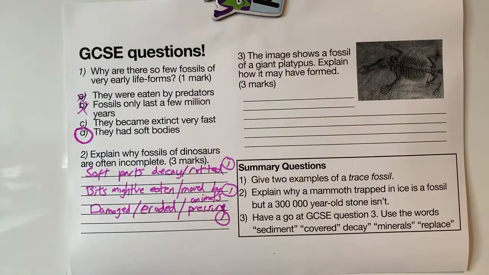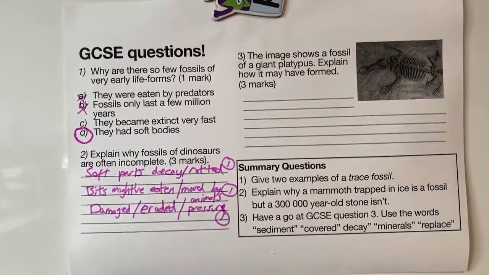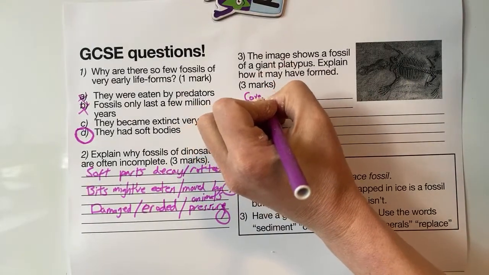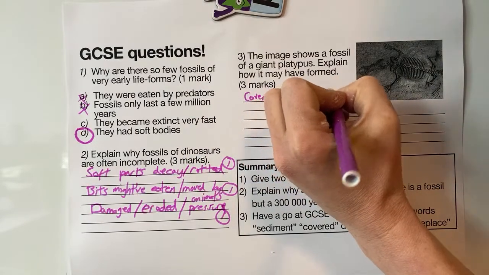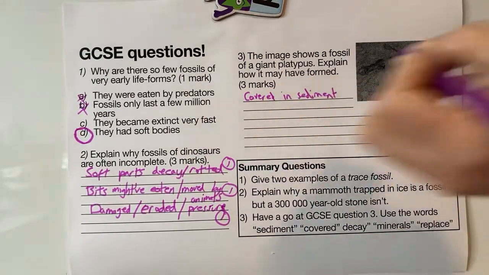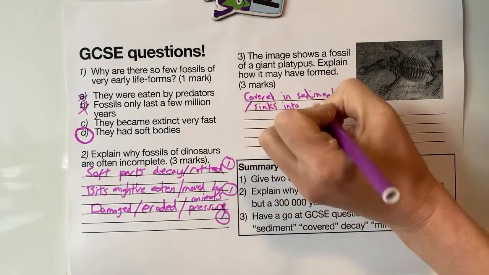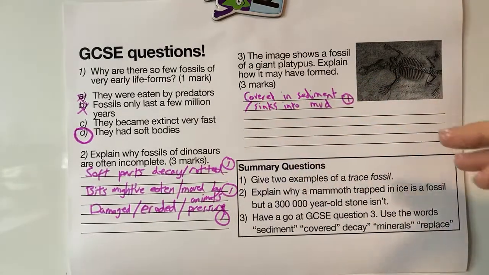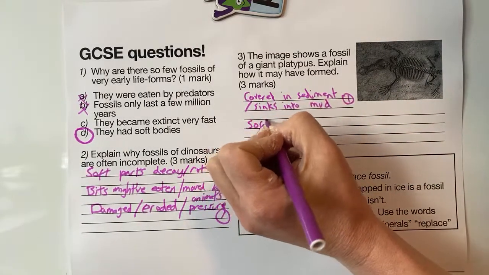Oh, I thought that was really hard. And question 3, speaking of hard, how does this form? What are you going to say to get marks? Well, the first one is that the thing has to get covered in sediment. It gets covered in sediment, or you could have said it sinks into mud or soft ground or whatever. So if you said anything about it sinking into mud and getting covered up, that's only 1 mark, slightly annoyingly.